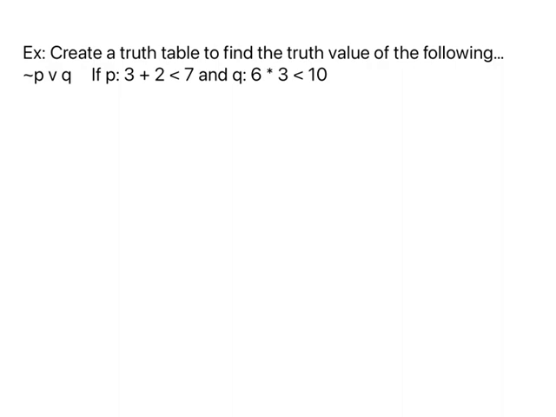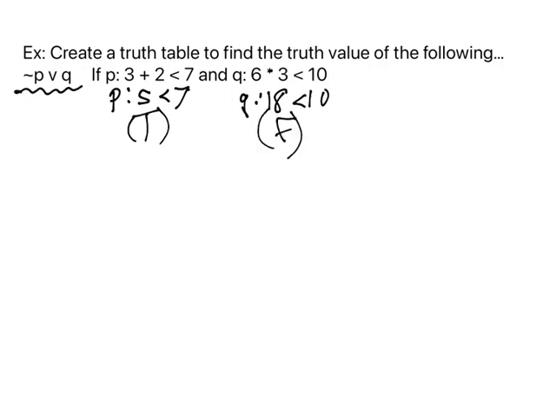Let's look at the next one. Create a truth table to find the truth value of the following: not P or Q, if P is 3 plus 2 is less than 7 and Q is 6 times 3 is less than 10. Well, let's think about P and Q here for a second. 3 plus 2 is 5. Is 5 less than 7? Yes. So P is true because 5 is less than 7. Let's look at Q. 6 times 3 is 18. Is 18 less than 10? No. Q is false.